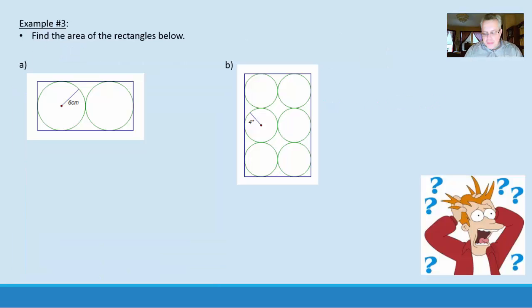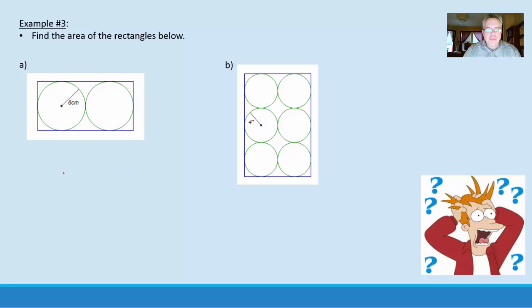Okay, we're actually almost done. This is our last example. Here's another type of problem where we have rectangles that kind of go around some circles. And we're given the radius of the circle, and we're asked for the area of the rectangles. Okay, so these circles are congruent.